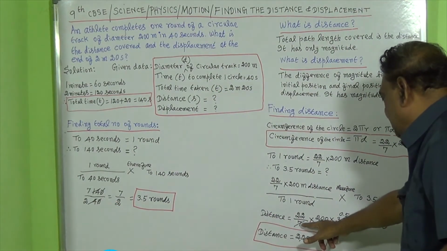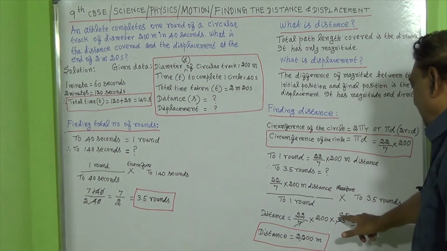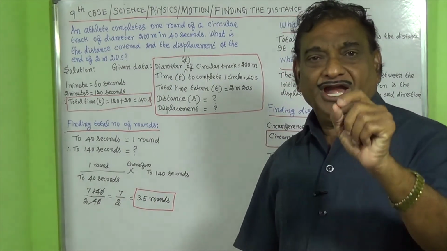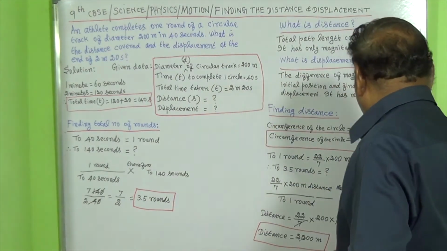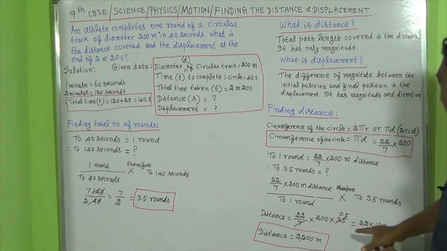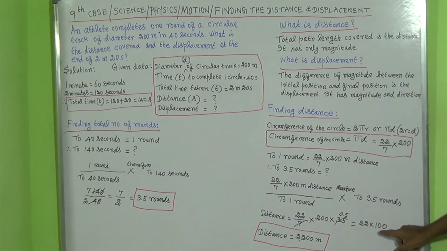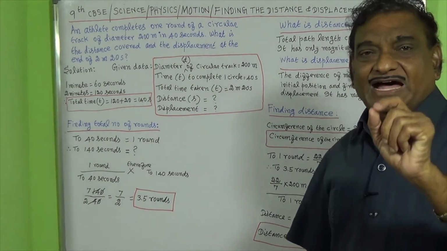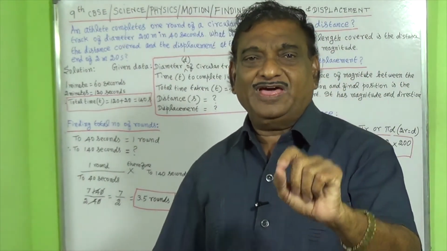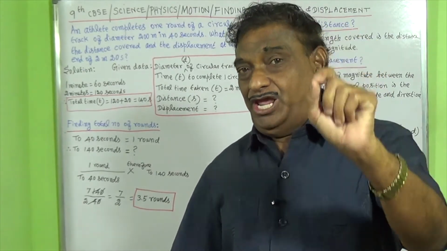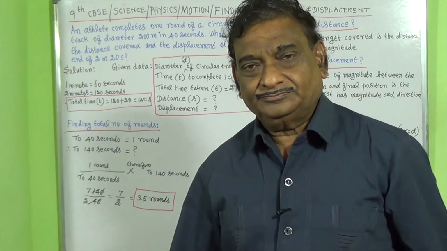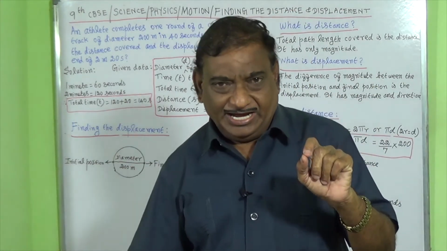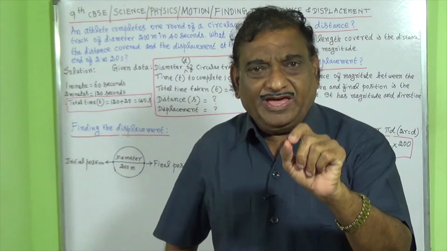If we simplify 7 and 3.5, we will get 0.5. If we multiply 200 with 0.5, we will get 100. So if we multiply 22 with 100, we will get 2200 meter as the distance covered by the athlete in 3.5 rounds. My dear students, we have calculated the distance covered by the athlete.